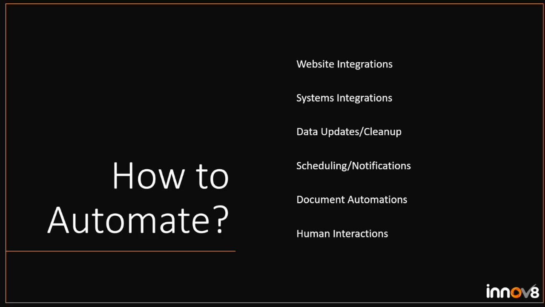And this is even before looking at AI, because to get AI to work across all this business data and business systems is all about getting the data into the system. That's critically important. And so we can do that with integrations, data cleanup, document automations, those kind of things.